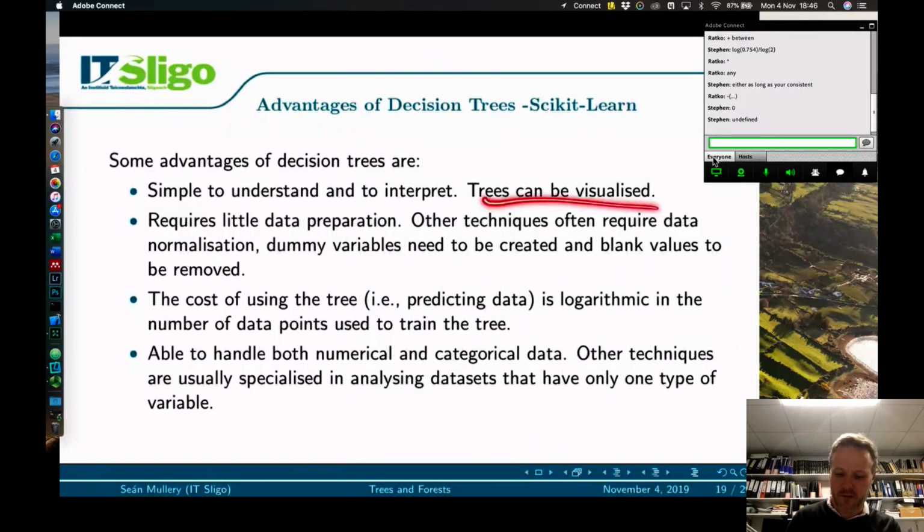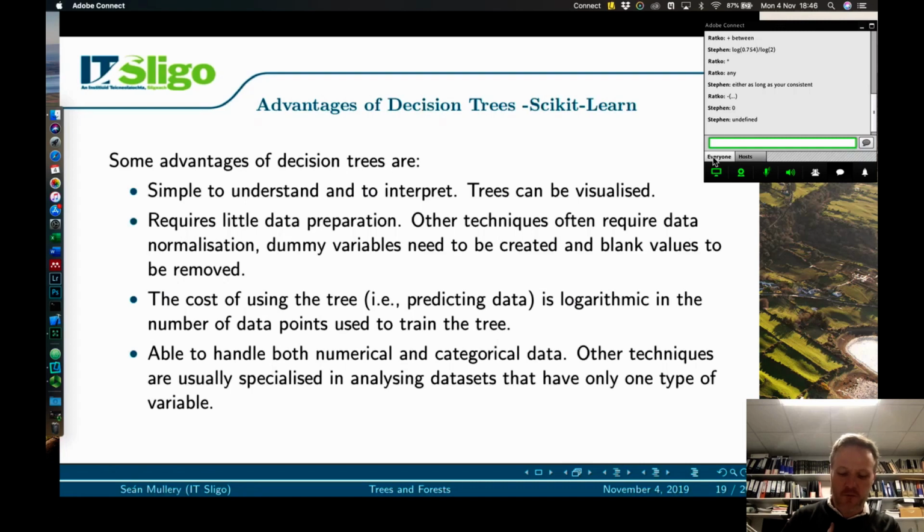That's because trees can be visualized. It requires little data preparation. Unlike the assignment that you're doing at the minute, where you're probably doing some scaling of your features because some features are much bigger than others and you want to have them all in roughly the same range, you don't really need to do a lot of that data preparation here, because the decision tree will make a decision as to where it's going to cut it, and therefore it doesn't matter as much.